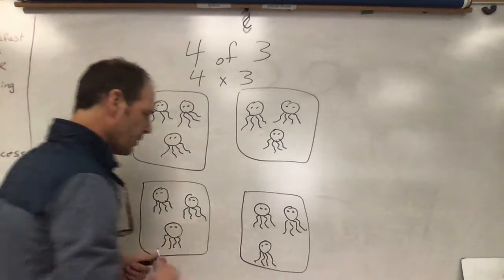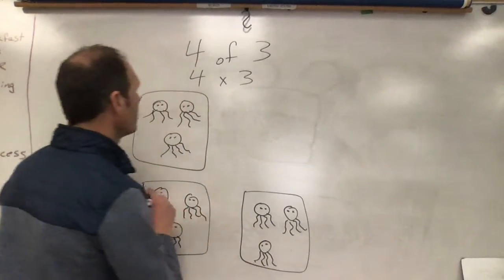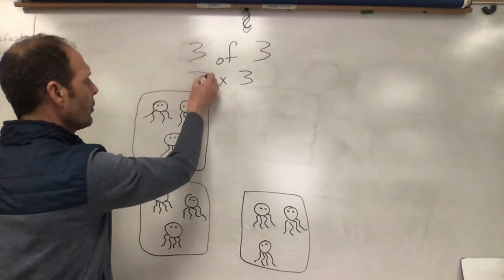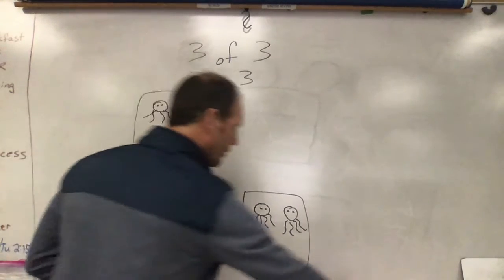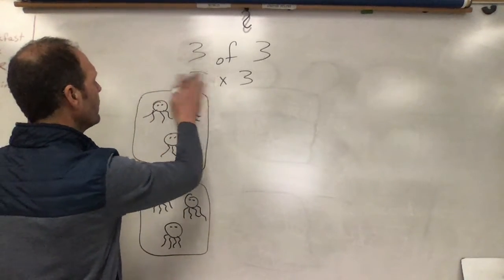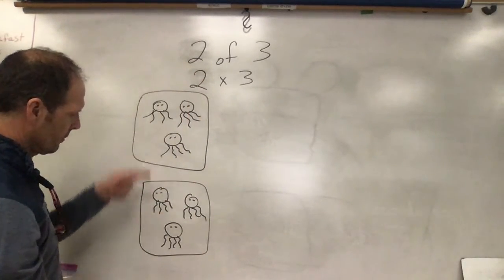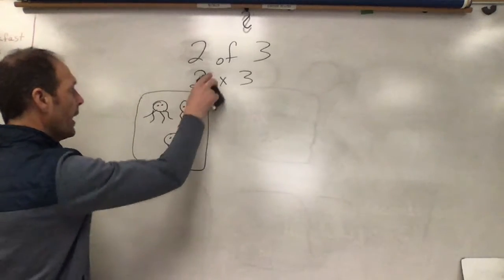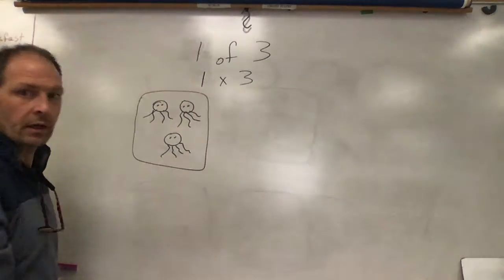What if I got rid of one of those groups? Now I've got 3 groups of 3, or 3 times 3. Means the same thing. What if I got rid of another one? Now I've got 2 groups of 3, or 2 times 3. I could get rid of another one. Now I've got 1 group of 3, or 1 times 3.